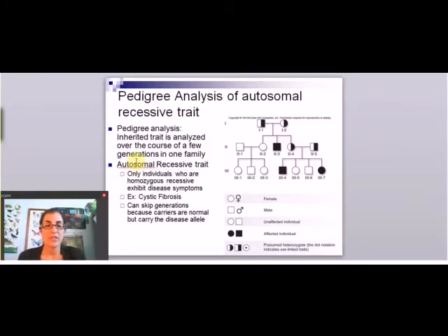So when Mendel was studying garden peas, he could just manipulate the parents. But of course, when we study human diseases and conditions, we can't just manipulate who mates with who. And so we rely instead on something called pedigree analysis. Pedigree analysis is kind of like a family tree. You create a chart that shows relationships between individuals and the offspring that they had over a couple of generations.